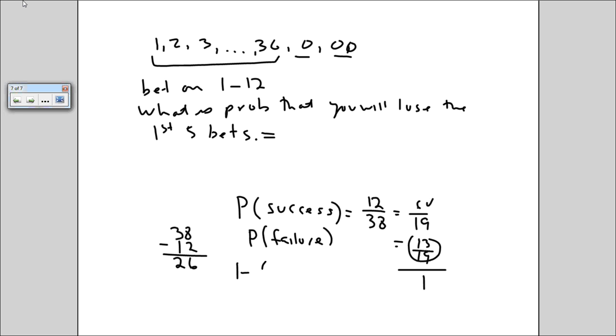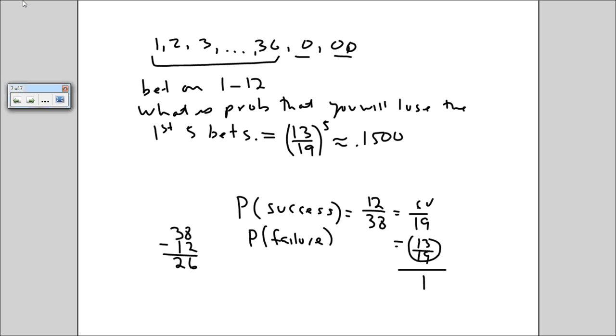You want to do 1 minus 6 over 19. 1 right is 19 over 19 minus 6 over 19. Keep the common denominator. 19 minus 6 is 13. Either way, you're going to get those numbers. Okay. So now you want to have failure 5 times in a row. Simple. There's 13 over 19 to the 5th, which is approximately 0.1500.